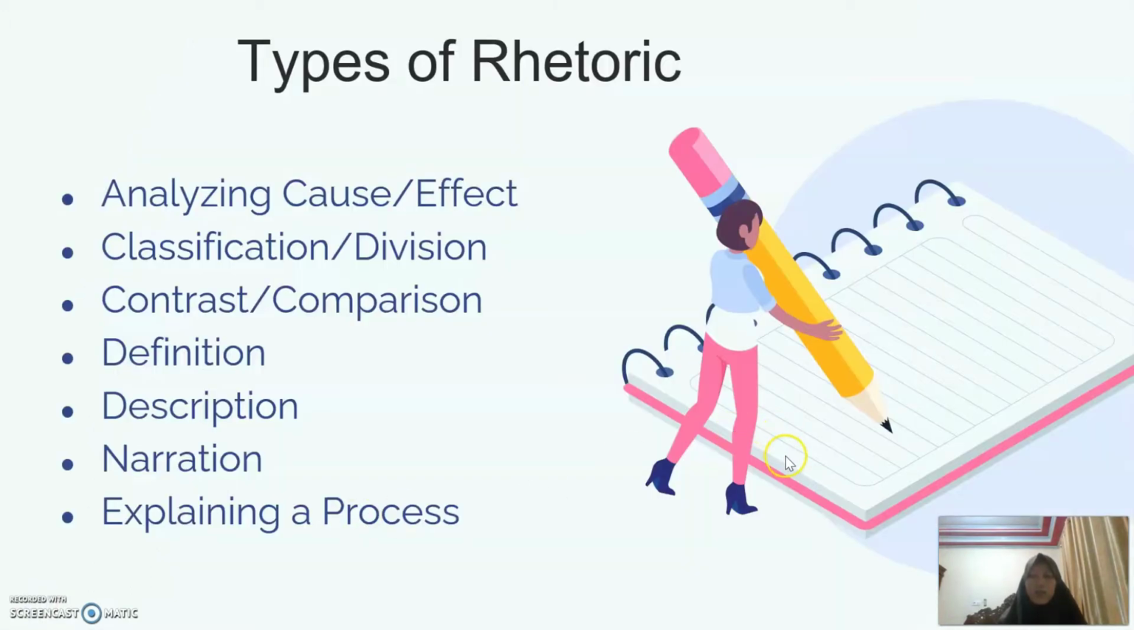So these are the types of rhetoric: analyzing cause and effects, classification or division, contrast or comparison, definition, description, narration, or explaining a process.